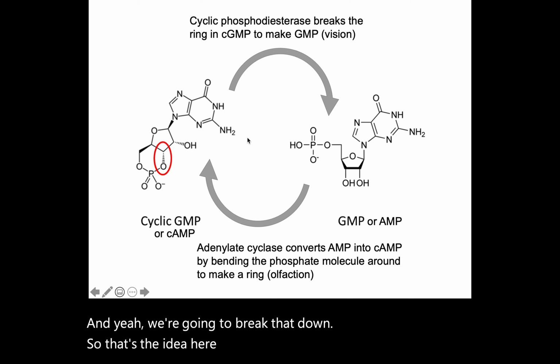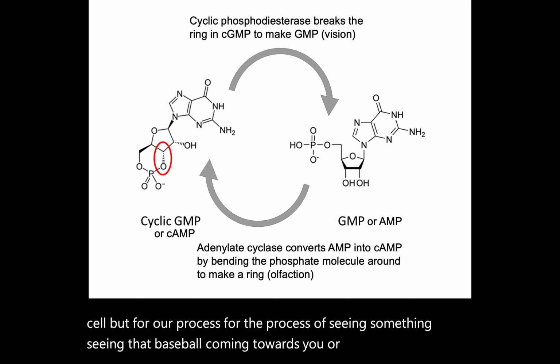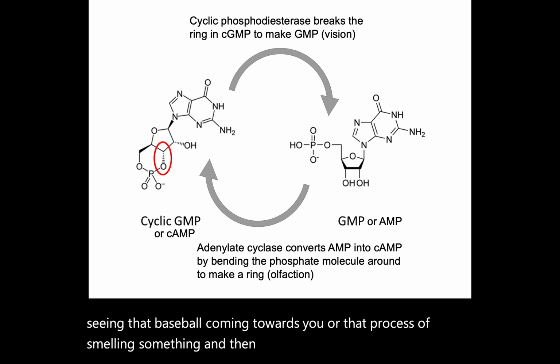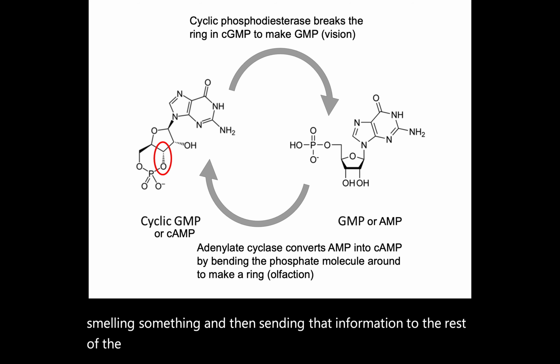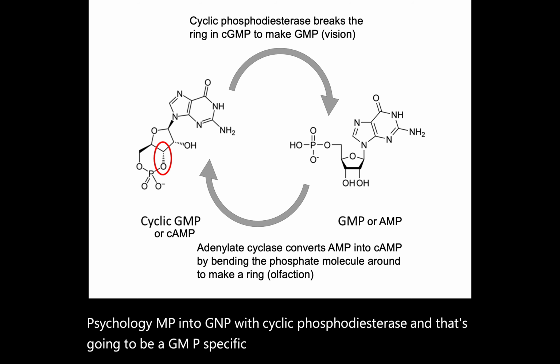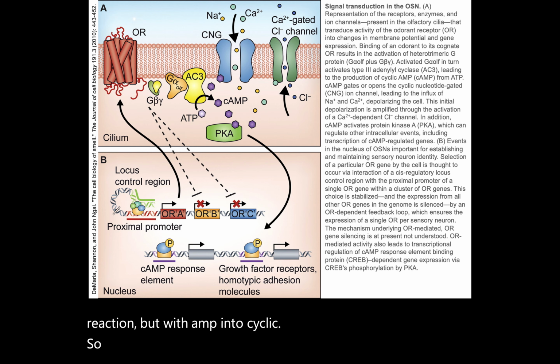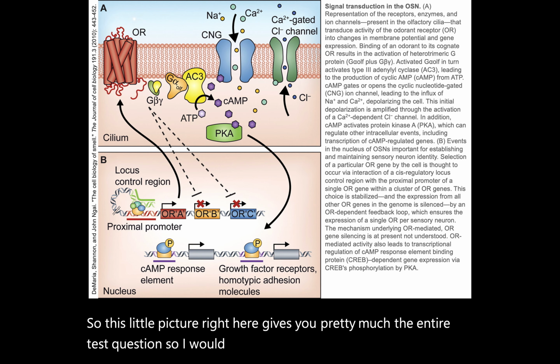Those two enzymes are at work inside the cell, but for our process, for the process of seeing something, seeing that baseball coming towards you, or that process of smelling something and then sending that information to the rest of the brain, these are the ones that we're going to need. Cyclic GMP into GMP with cyclic phosphodiesterase, and that's going to be a GMP specific version, and adenylate cyclase doing the opposite reaction but with AMP into cyclic AMP. So this little picture right here gives you pretty much the entire test question. So I would say, yeah, this is a good one to study for the purpose of passing the test.